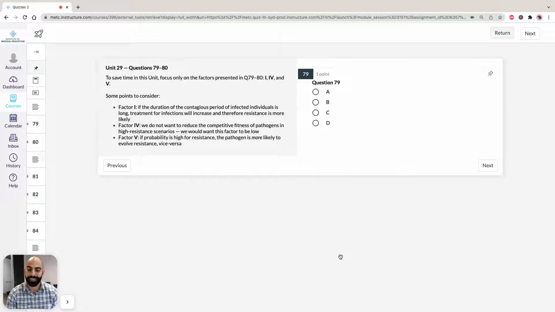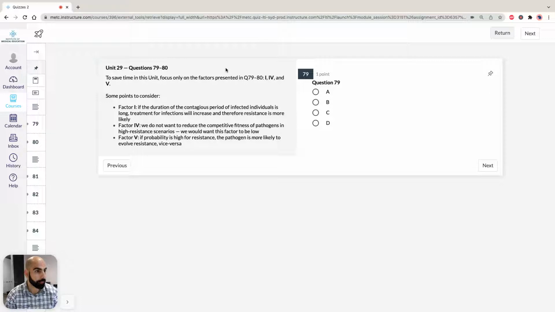Hi, I'm Assam, the lecturer here at the Institute of Medical Education, and today we're going to take a look at solutions to Section 3 of ACER's GAMSAT Pink Booklet, Practice Test 3, specifically Unit 29, Questions 79 to 80. And in this unit, we're going to take a look at some models being developed to explain the different patterns of resistance to pathogenic microorganisms.